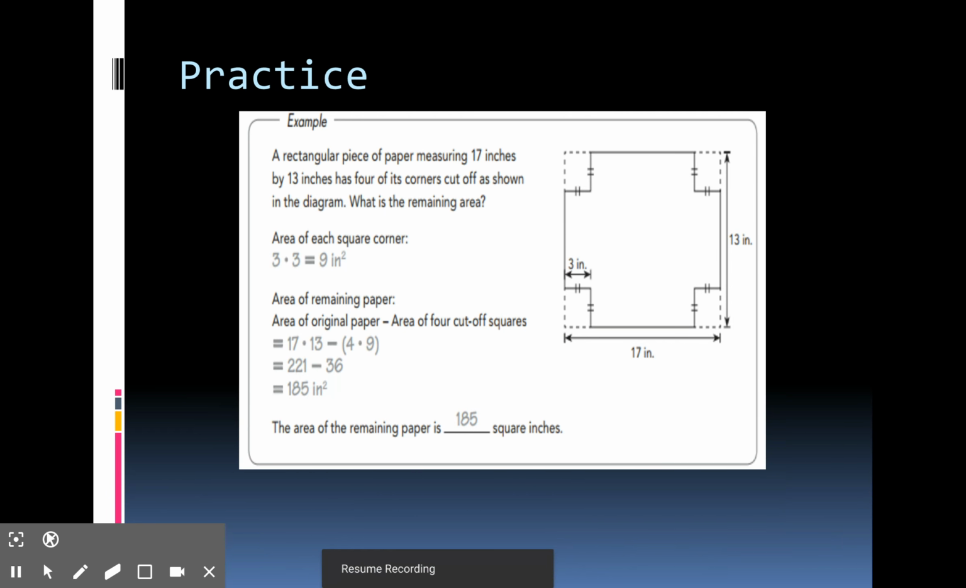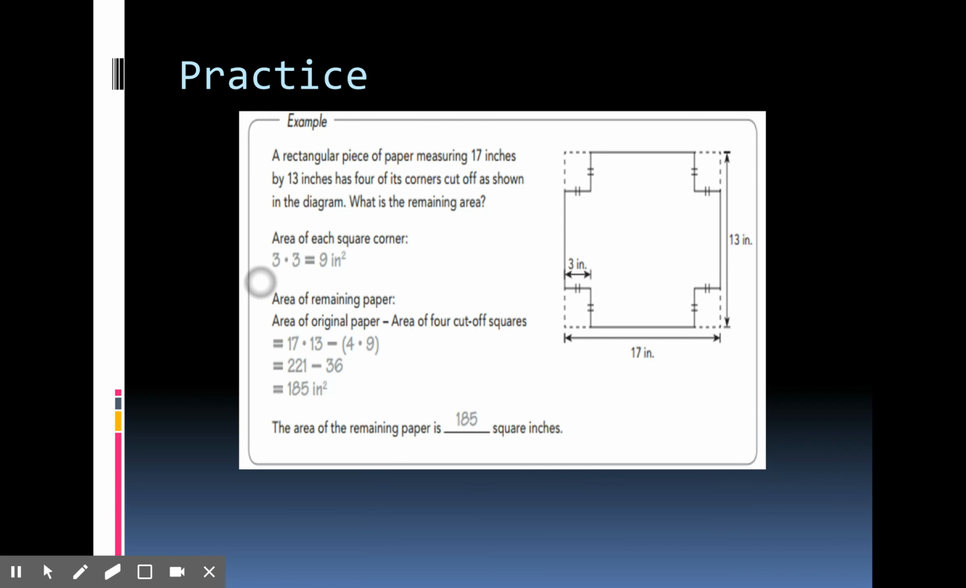So now we're going to do some practice with a real life example. So we have a rectangular piece of paper measuring 17 inches by 13 inches. So as you see, that's this whole area here, 17 by 13 inches. And it has 4 of the corners cut off, shown in the diagram. So the corners are 3 inches by 3 inches that are cut off. And they want to know what's the remaining area.